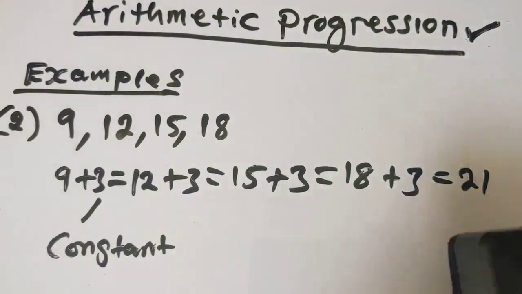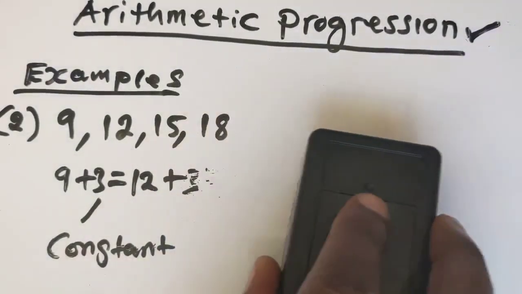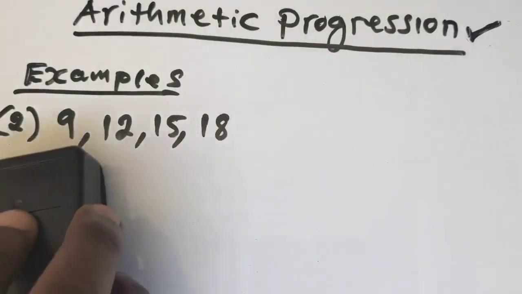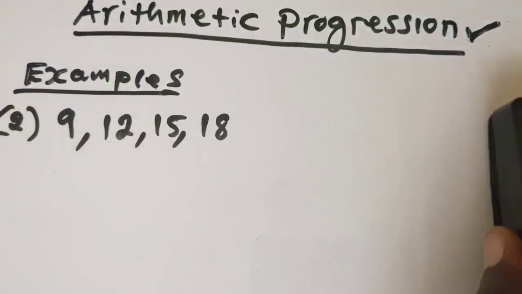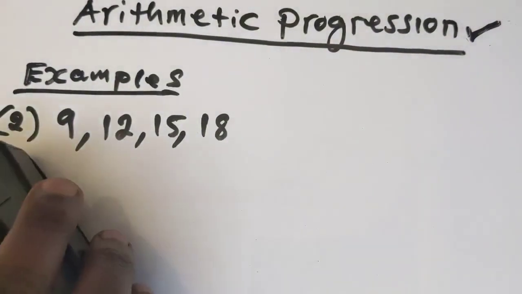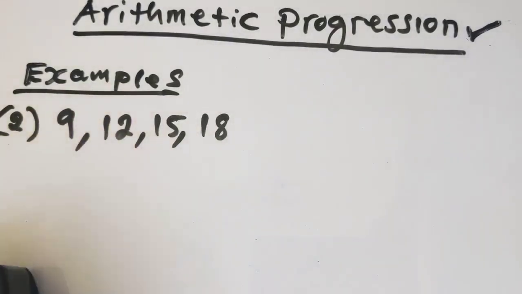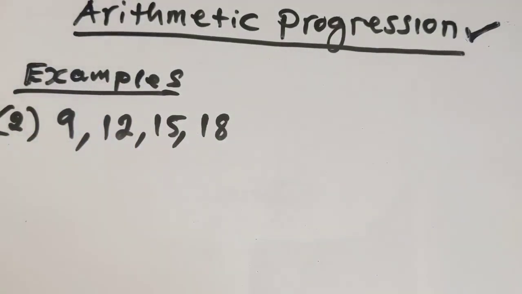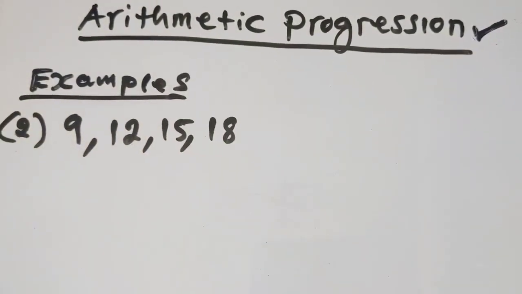Okay, if you want to find a sequence, and you find that it is this one, it is an arithmetic progression. So an arithmetic progression is different from a geometric progression. And this is how you can tell that this is an arithmetic progression.